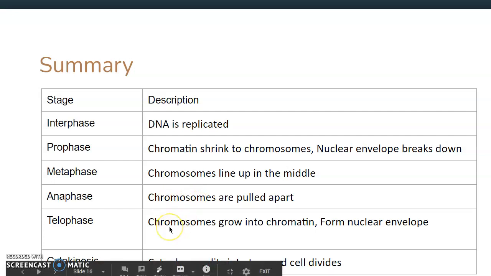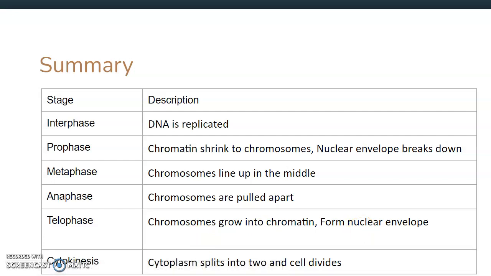In telophase, our chromosomes go back into chromatin, and we form our nuclear envelope. So telophase is the opposite of prophase. And then our cytokinesis phase, our very last one, is where our cytoplasm splits into 2 and our cell divides. So now at the end of cytokinesis, we have 2 separate cells, and each one of those can go and replicate again. As we continue to replicate, it grows and grows and can expand more and more. So that is our summary.